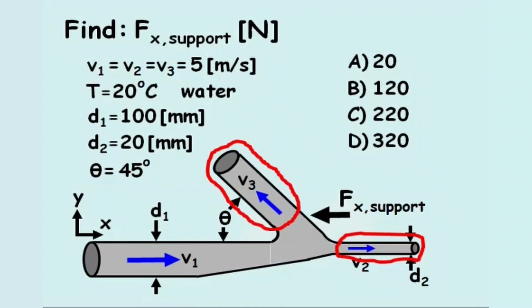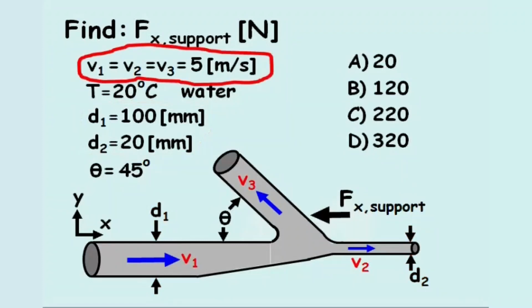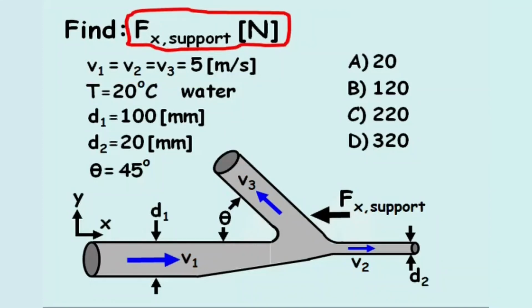The diameters of pipes 1 and 2 are provided, and the velocity through all 3 pipes equals 5 meters per second. The problem asks to find the support force in the x direction, which is the horizontal force required to resist the hydraulic forces caused by water flowing through the joint.